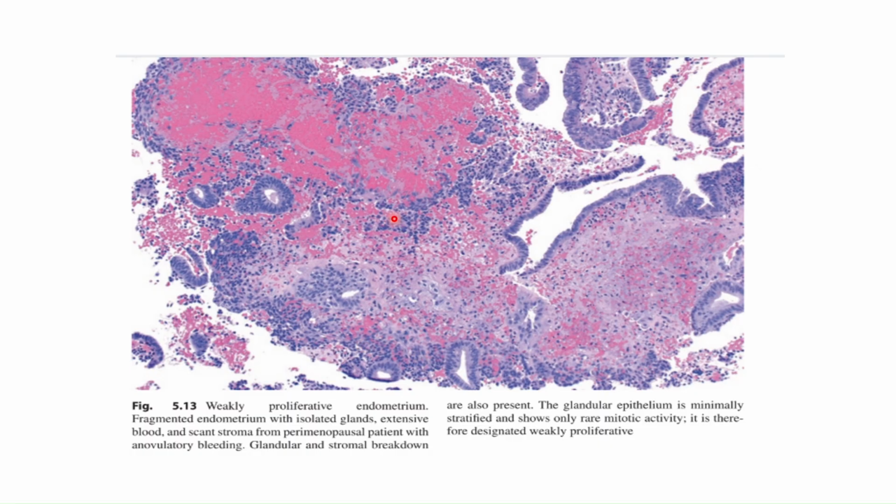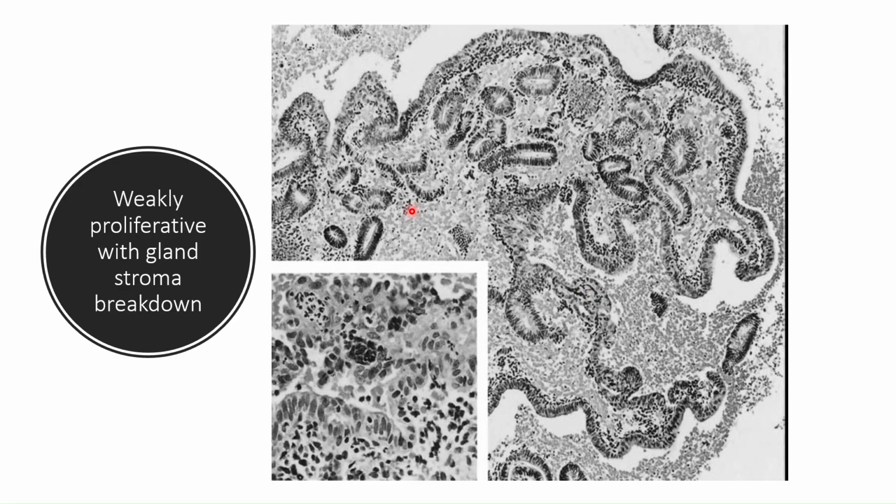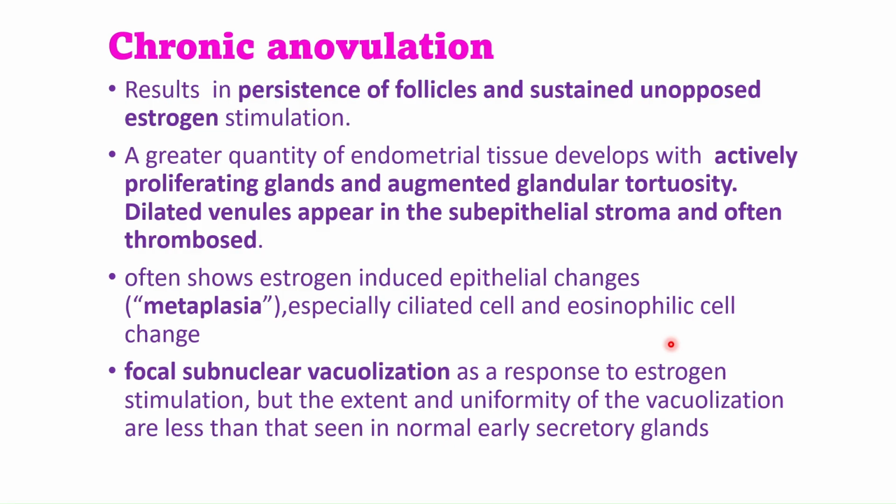So this is a slide from perimenopausal anovulatory bleeding. Here, glandular and stromal breakdown is seen, and glands are minimally stratified, and rarely mitotic figures can be appreciated. So these are weak proliferative glands. Again, these are the changes related to estrogen withdrawal bleeding, where you can find weak proliferative glands, and the stroma is collapsed and breakdown is there.